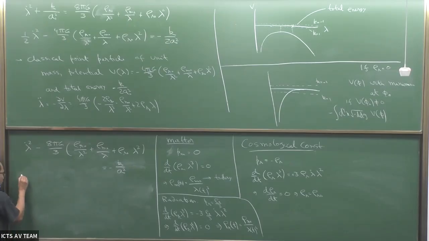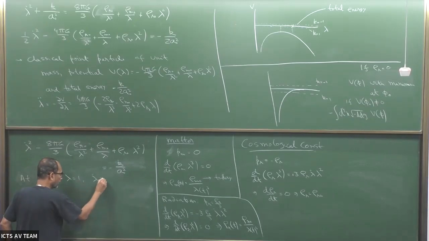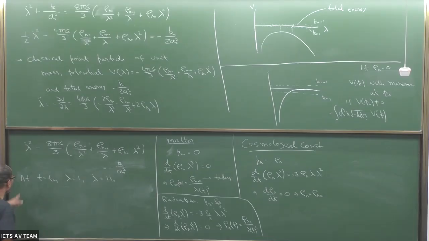Now, at t equal to t naught, that is today, lambda equal to 1 and lambda dot equal to H naught. That's the definition of the Hubble constant. So when we apply it on this, we get H0 square as minus 8 pi G over 3.